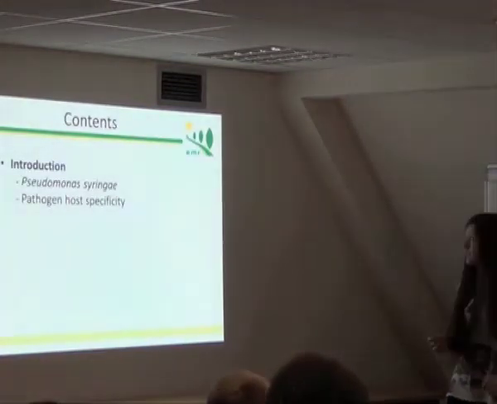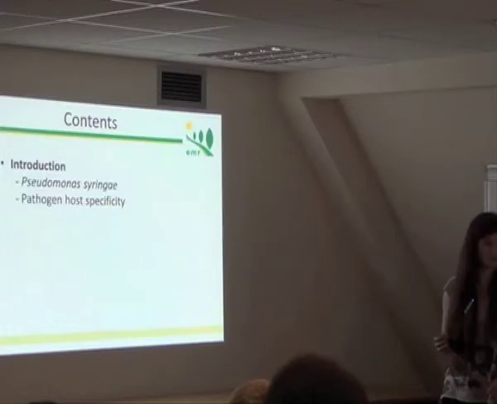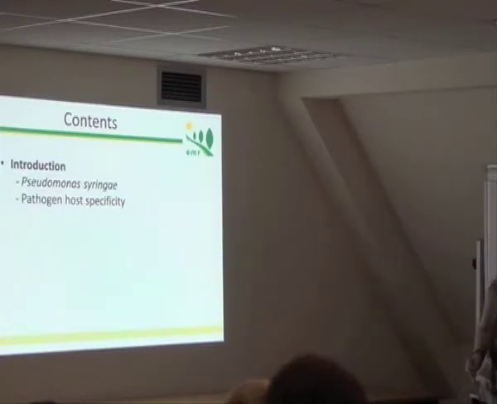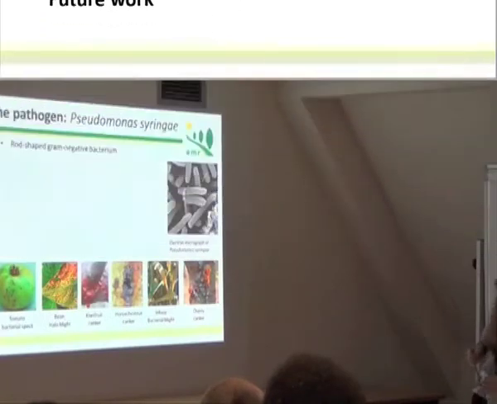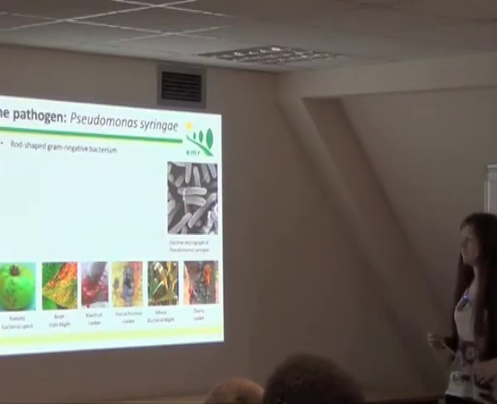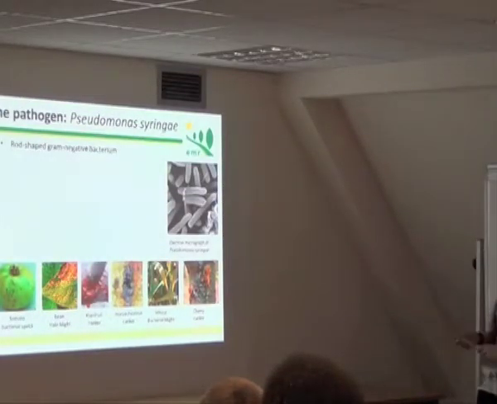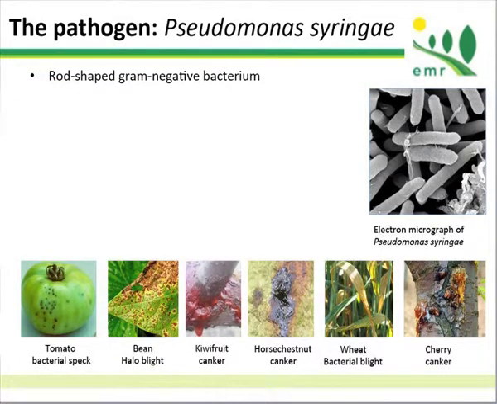So I'll just run you through the contents. I'll first introduce Pseudomonas syringae and the topic of host specificity, then go through some aims, some preliminary results, and the future work. So Pseudomonas syringae is a rod-shaped gram-negative bacterium, as you can see from the electron micrograph.